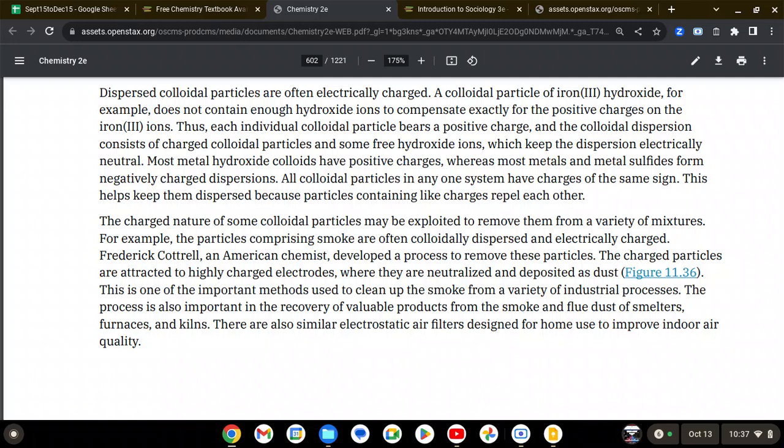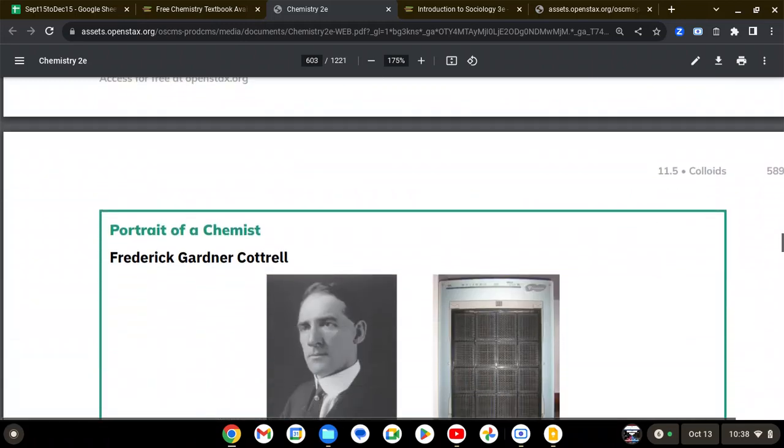The charged nature of some colloidal particles may be exploited to remove them from a variety of mixtures. For example, the particles comprising smoke are often colloidally dispersed and electrically charged. Frederick Cottrell, an American chemist, developed a process to remove these particles. The charged particles are attracted to highly charged electrodes, where they are neutralized and deposited as dust. This is one of the important methods used to clean up the smoke from a variety of industrial processes. The process is also important in the recovery of valuable products from the smoke and the flue dust of smelter furnaces and kilns. There are also similar electrostatic air filters designed for home use to improve indoor air quality.